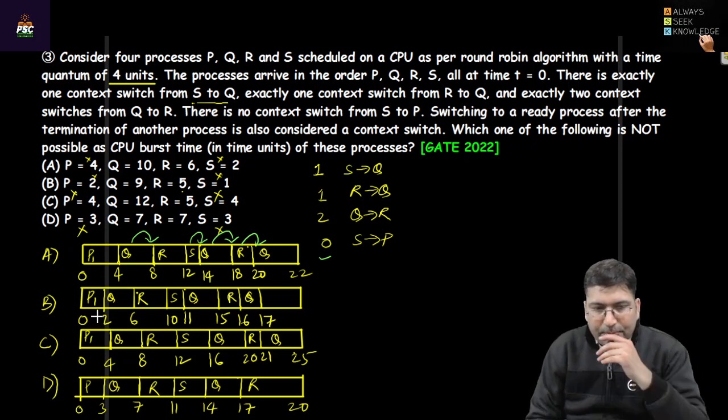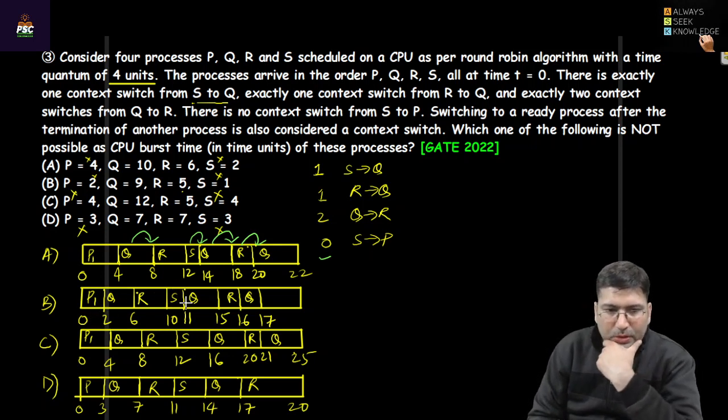Then check B option. S2Q context switch, there is 1. R2Q, there is 1. Q2R, there is 1 here. Q2R, there is 1 here. So 2, that is also fine. S2P, there is no context switch, so this is also okay.